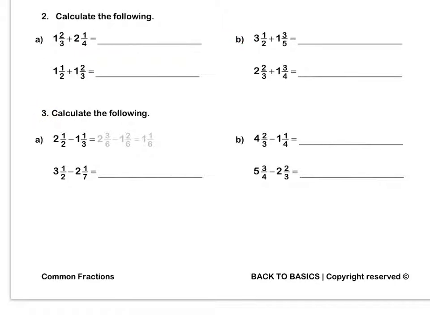Question 3. It's a minus sum. Halves and thirds, the lowest common denominator is 6. A half is 3/6 and a third is 2/6. Therefore, we can do our subtraction sum. So 2 minus 1 is 1. 3/6 minus 2/6 is 1/6. Press pause to complete question 3.